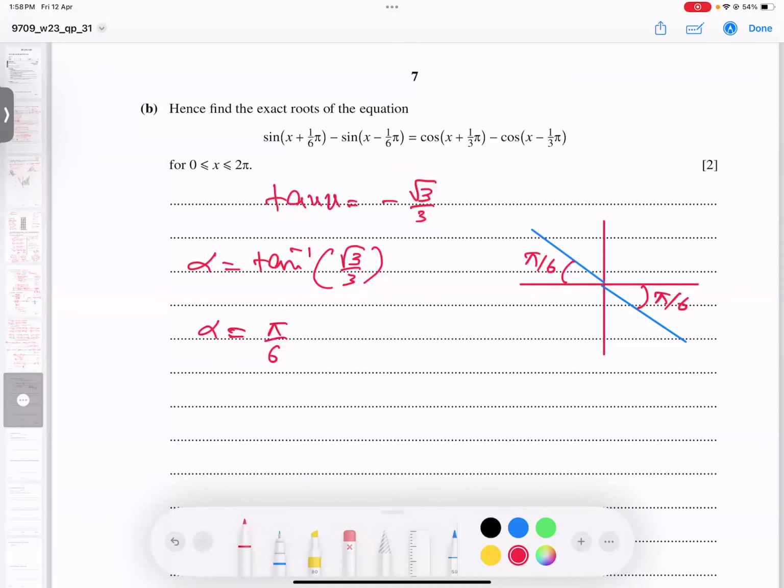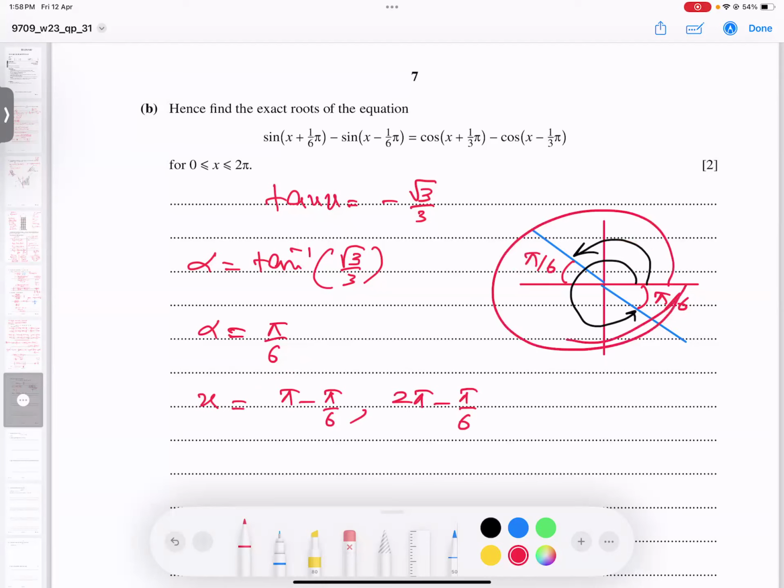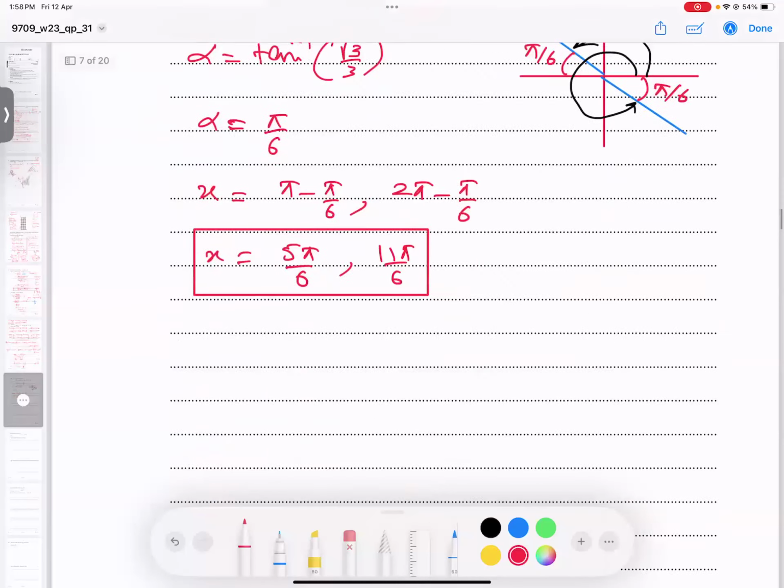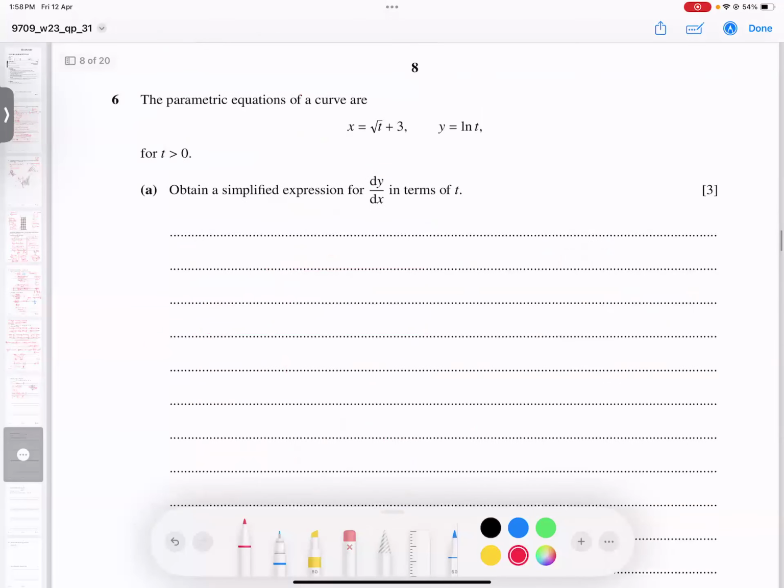So now I will bring back this x here. And my first answer is what? Look, I start from the positive x-axis till the blue line. So I think it's very clear. So pi minus pi by 6 and 2 pi minus pi by 6. Because this is pi and minus pi by 6, and the full is 2 pi and minus pi by 6. So 5 pi by 6 and 11 pi by 6. And I believe you got it clear, because he was asking for exact angles.